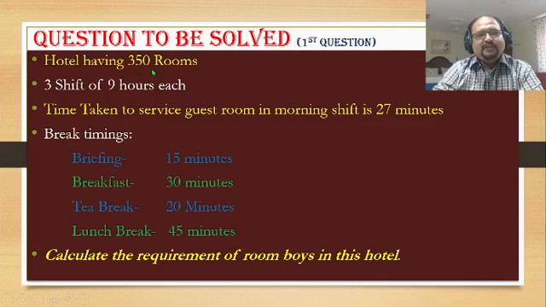And as all of you know, if there is a change in any of these, the answer will change. If the number of rooms changes, the requirement for the number of room boys in the hotel will change. If the shift hour changes, the requirement of room boys will change. If the time taken to service the guest room changes, the answer will change. If any of the break timings changes, the answer will change.